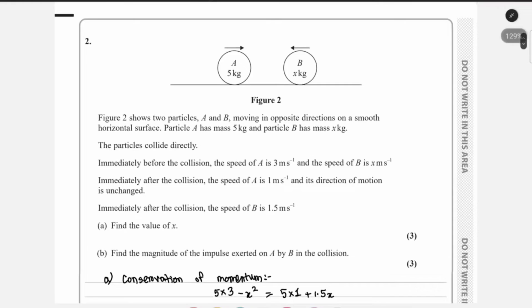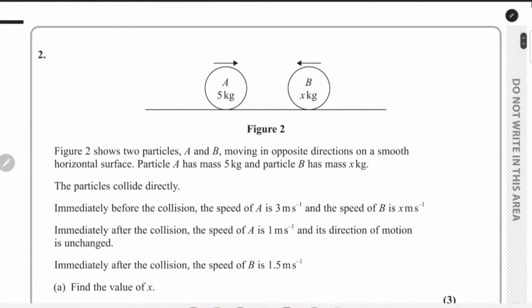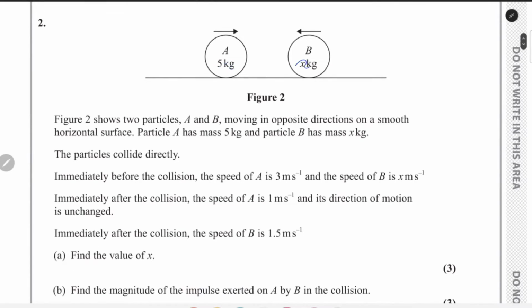Now in question 2, it's a question about momentum. We are given the following details. The mass of A and B. We are given that before the collision, A had a speed of 3 meters per second and B x, and they were moving in opposite directions. So this will be 3 and this is x.